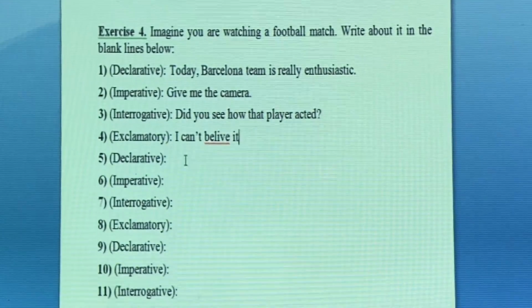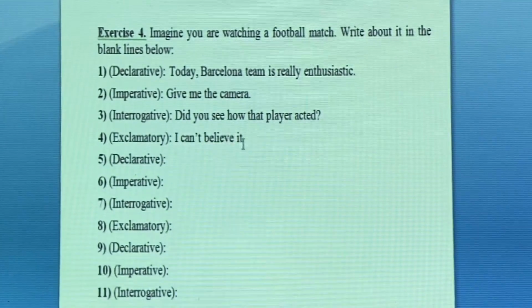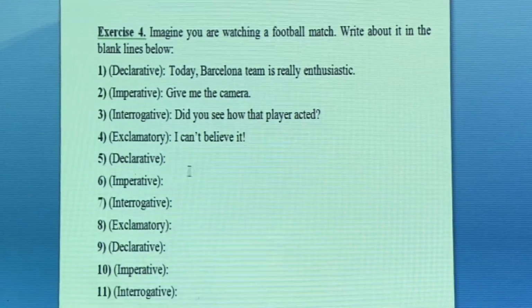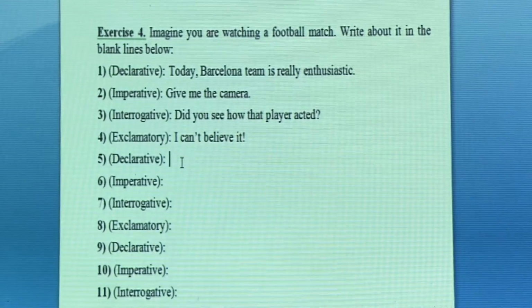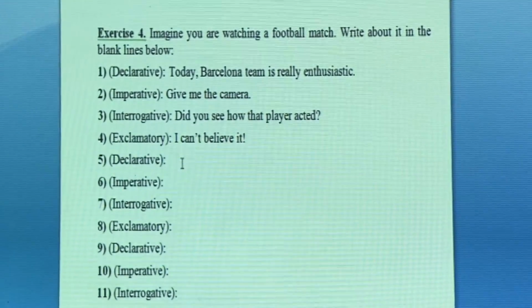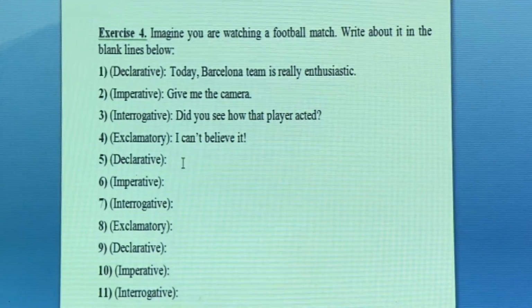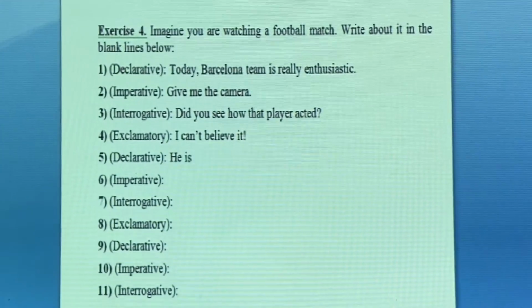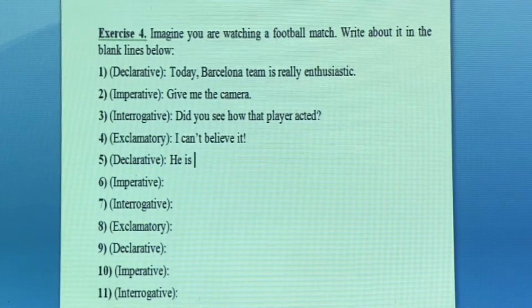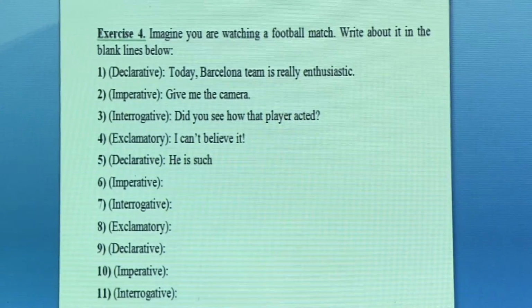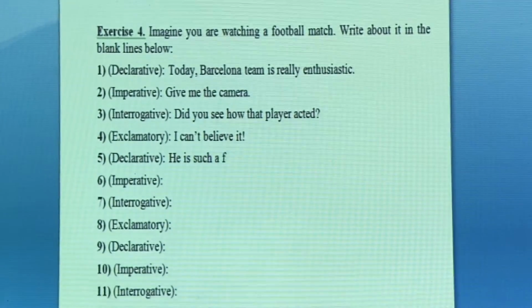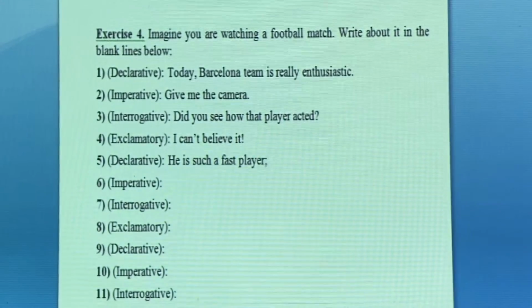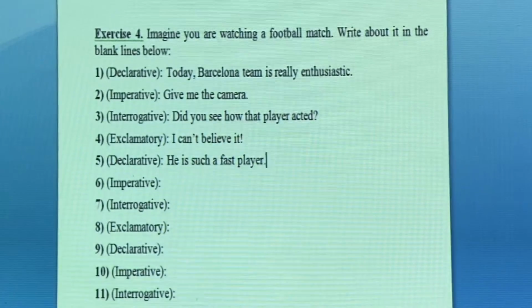I can't believe it. The whole thing is about imagination. The secret of good writing is to have a lot of imagination. Declarative, you say, he is such a fast player. He is such a fast player. He moves very, very fast.